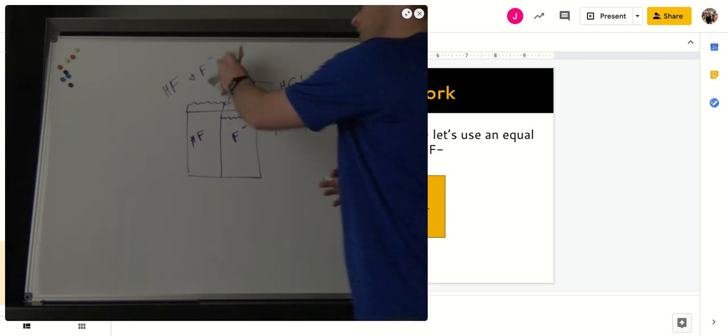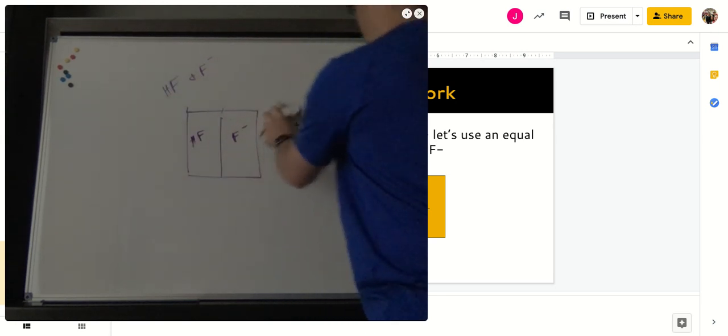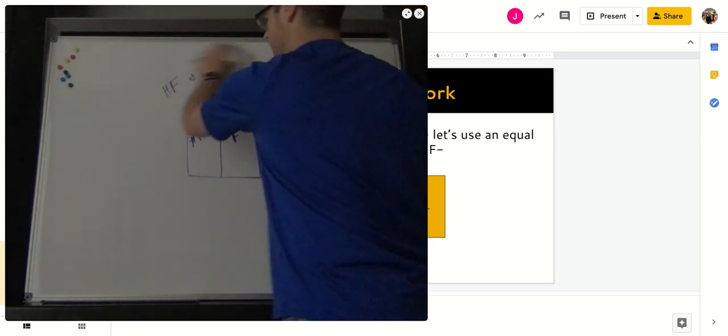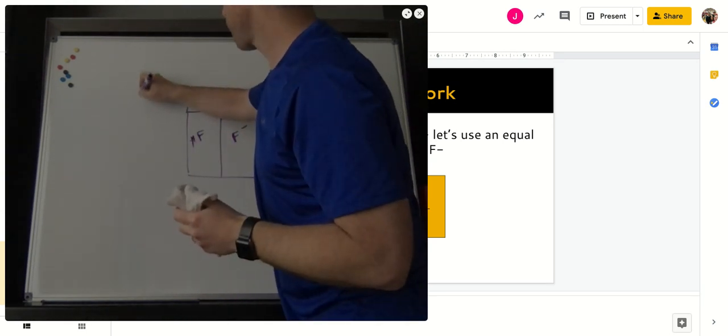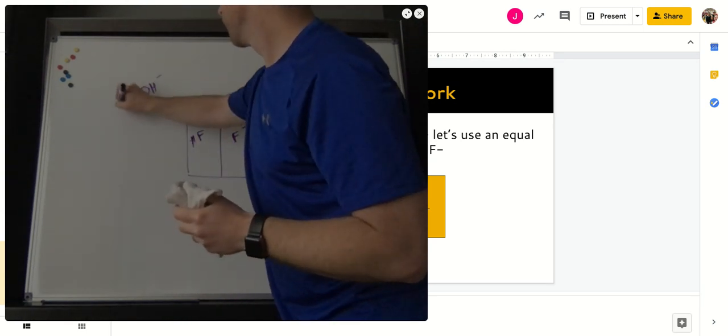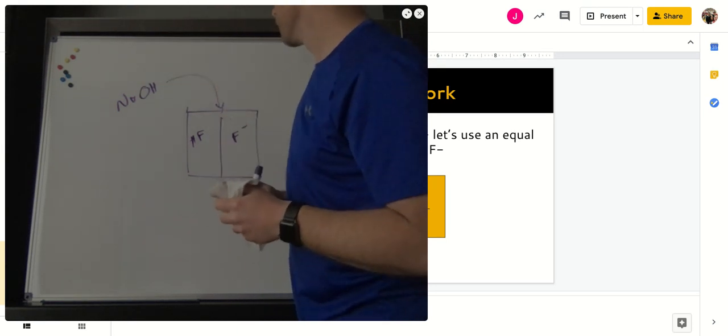Now, let's say I took this same buffer here and I dumped in, instead of some acid, let's do NaOH. I dumped in a base. So I threw some base in here.